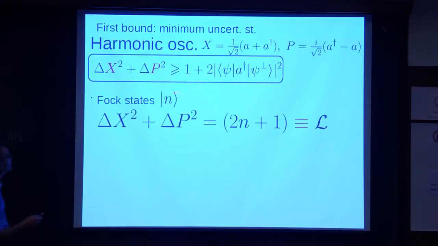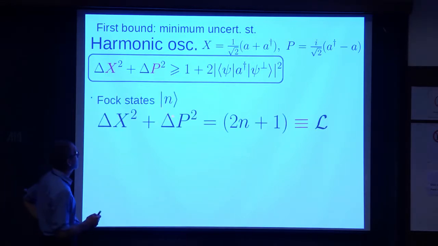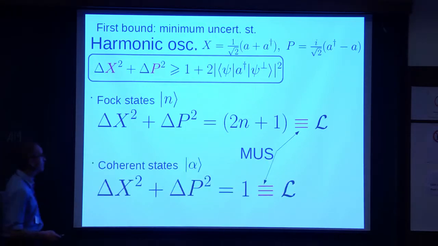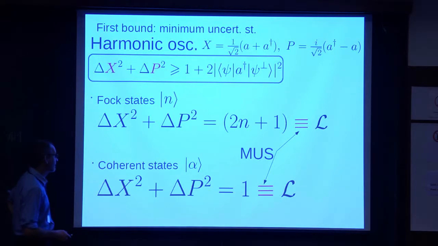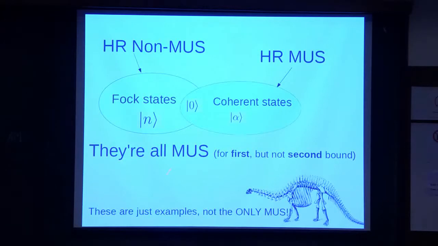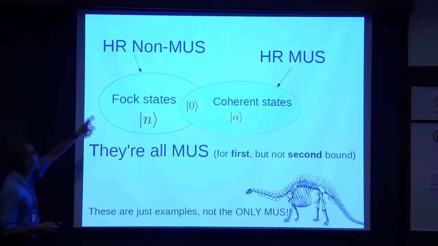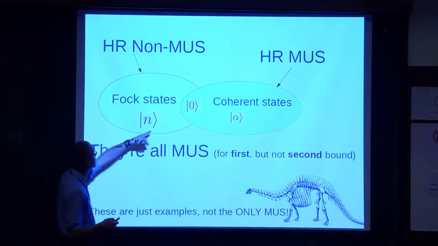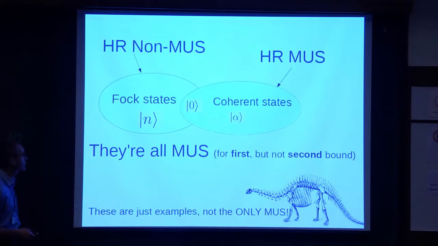And it turns out that you can choose, and you can have Fock states. And Fock states are minimum uncertainty states for this relation. And also coherent states are minimum uncertainty states for this relation. Of course, for the Heisenberg-Robertson case, the minimum uncertainty states are coherent states, while in our case, also Fock states are minimum uncertainty states. Okay, of course, these are just examples.